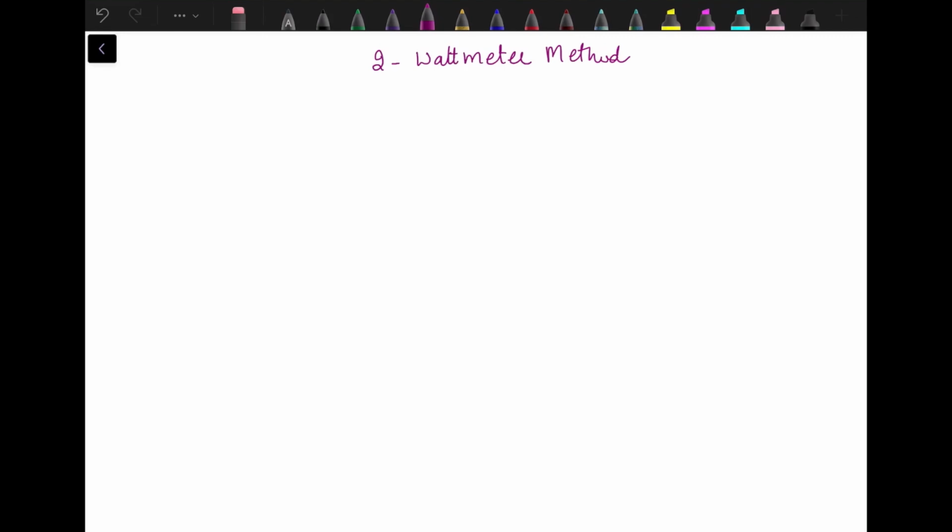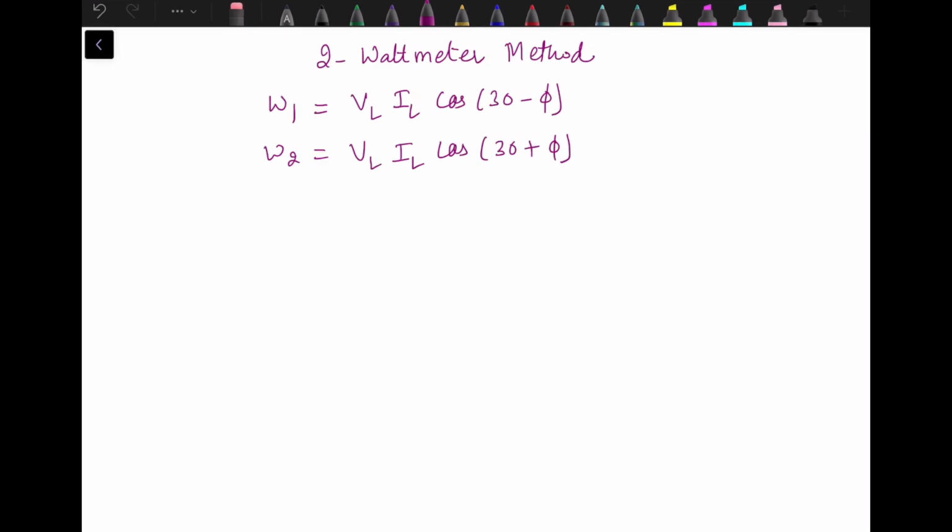I had derived the formulas for reading of two wattmeters. W1 can be calculated as VLIL cos(30 minus phi), and W2 can be calculated from VLIL cos(30 plus phi). From W1 and W2, we can calculate the power consumed in the circuit, which is equal to W1 plus W2.